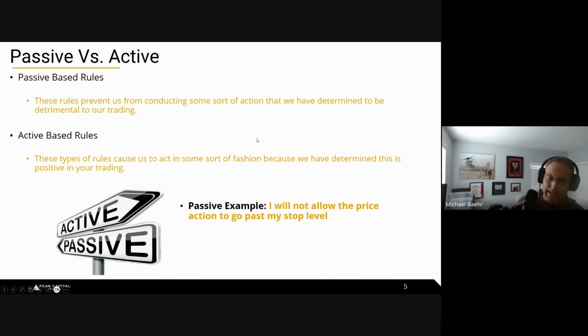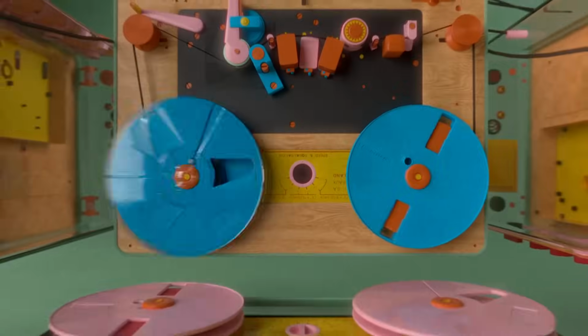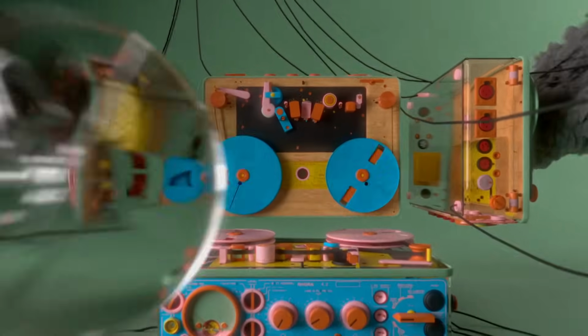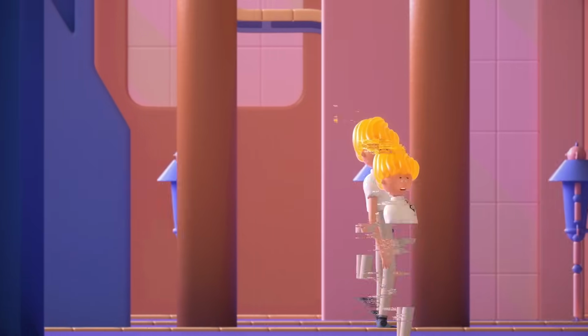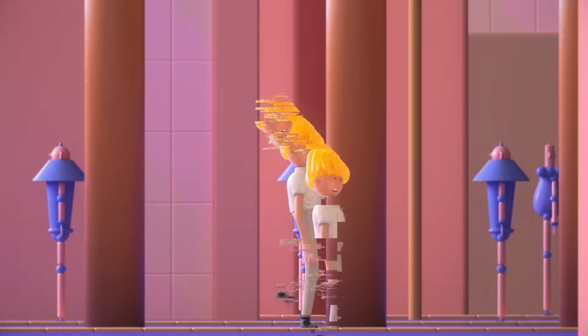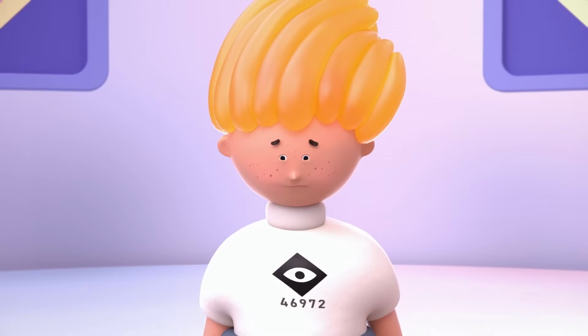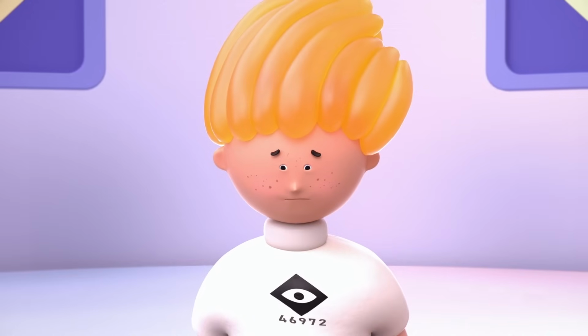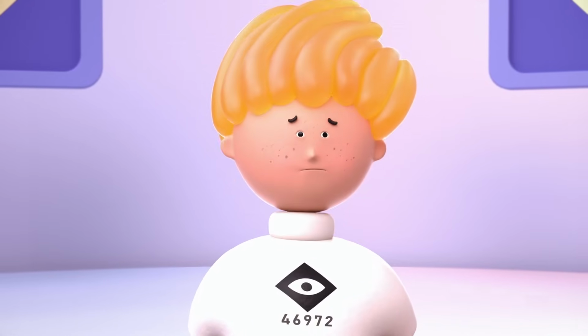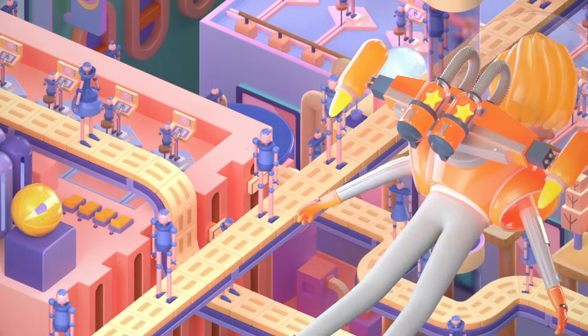So let's look at a stop example. Here's a passive example. I will not allow the price action to go past my stop level. Do you have to do anything? Are you just telling yourself, hey, it ain't going past? Well, no, we have to set the stop loss. We have to calculate a good stop loss that makes sense, and we have to set it either as a hard stop or as a mental stop. But then if it's a mental stop, we have to do it. Yeah, but do you have to do anything to prevent it from going past your stop?